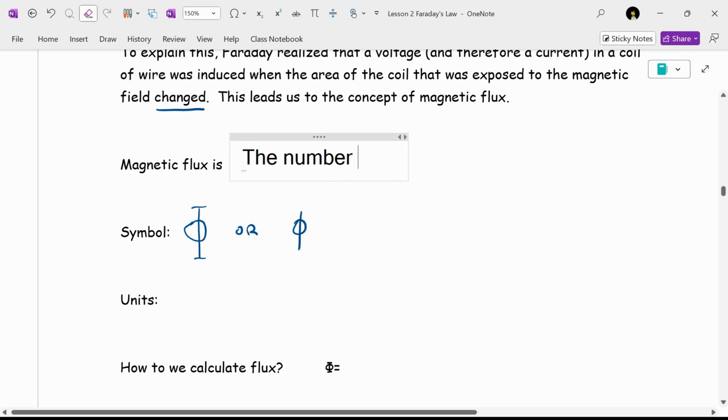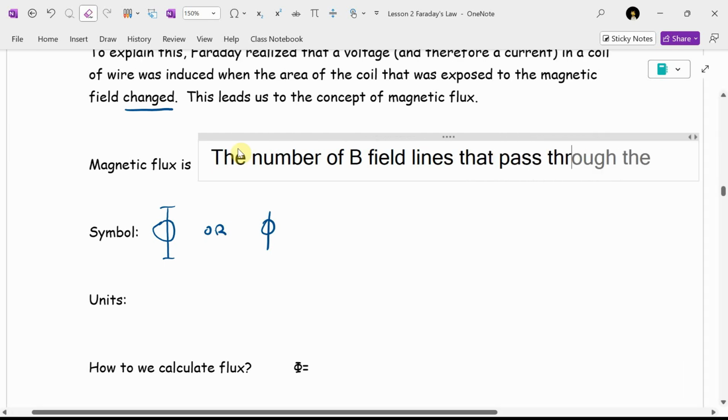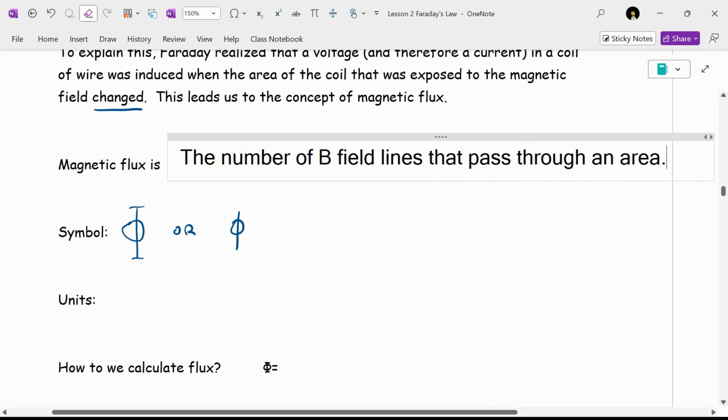It's the number of, I want to write magnetic field, except I don't want to write magnetic field because we have an abbreviation for magnetic field. What letter have we been using for magnetic field? Okay, B, field lines that pass through an area. It's the number of magnetic field lines that pass through an area. More lines, more flux. Less lines, less flux. And when that flux changes, that's when you get current.